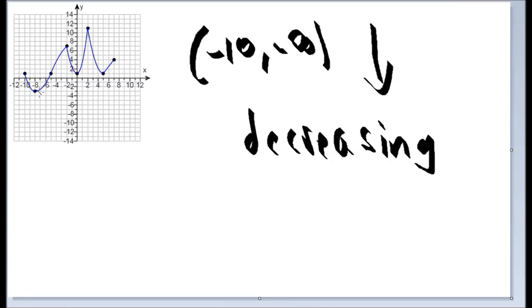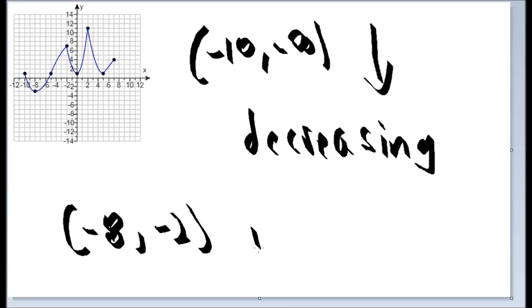Now from minus 8 all the way into minus 2, it's increasing. Notice I'm using x values here. Okay? That's an 8, by the way. Let me write that better. From minus 8, all the way to negative 2. Notice these are x values. From minus 8 all the way to negative 2, it is increasing.